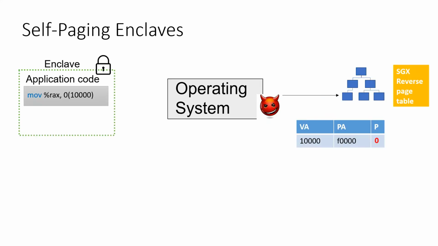Let's see Autarky in action. If an attacker clears the present bit with Autarky, the actual faulted address is hidden from the OS, yet it is securely stored in the enclave's memory by the trusted CPU. Furthermore, the OS cannot resume execution of the enclave even if it manages to resolve the fault on its own.